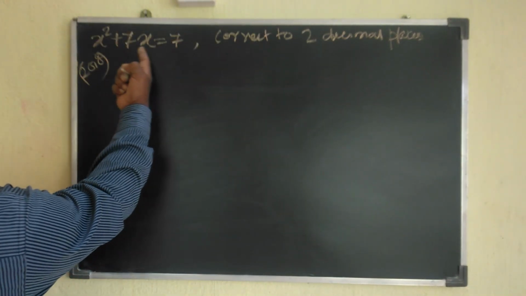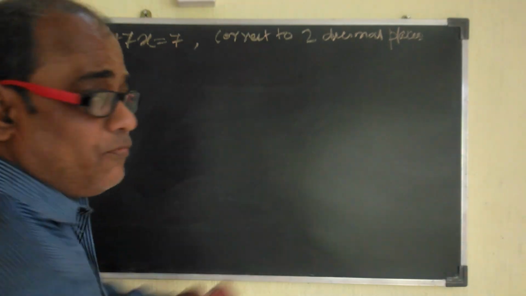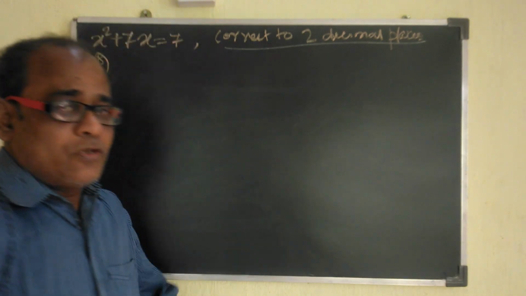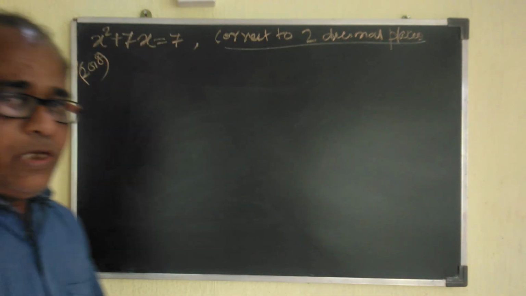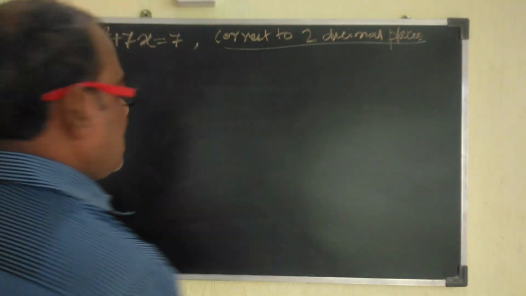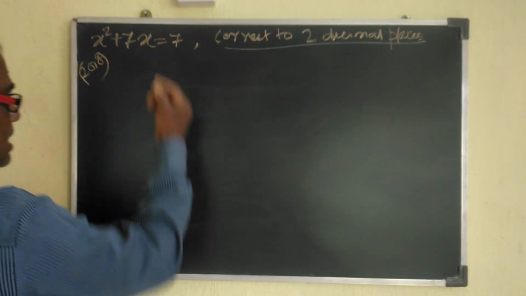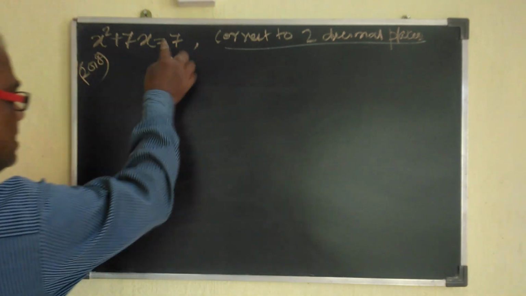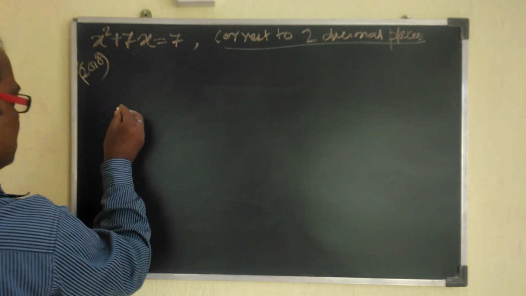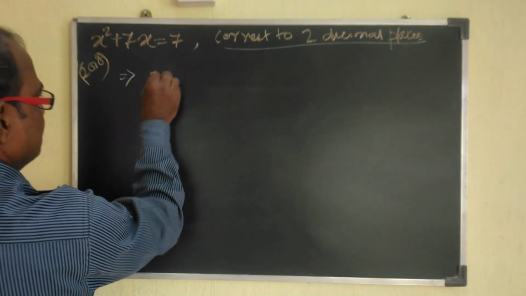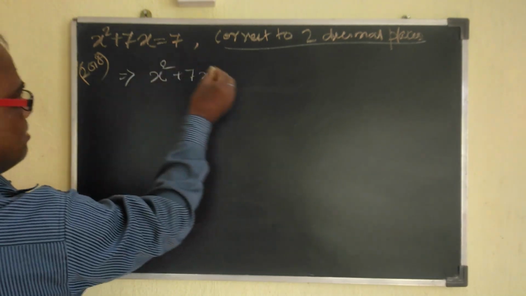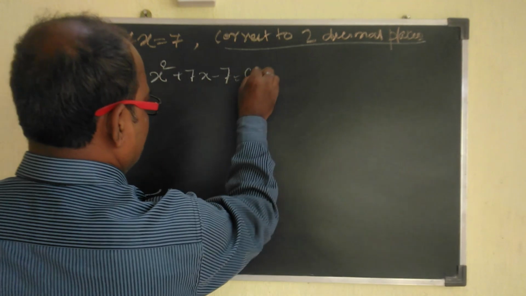The question was x square plus 7x is equal to 7, and you have to give your answer correct to two decimal places. So how to write, in which way to write, I'll make you understand clearly. सबसे पहले आपको क्या करना है कि इक्वेशन को लिखना है और कंपेयर करना है जनरल इक्वेशन से. So let us write this in the general form. This can be written as x square plus 7x, bring it out here, minus 7 is equal to 0.